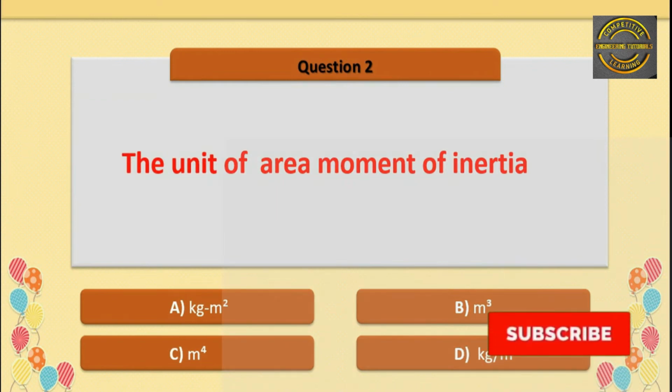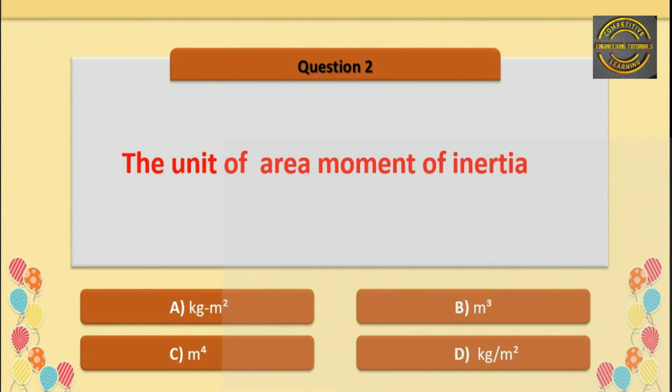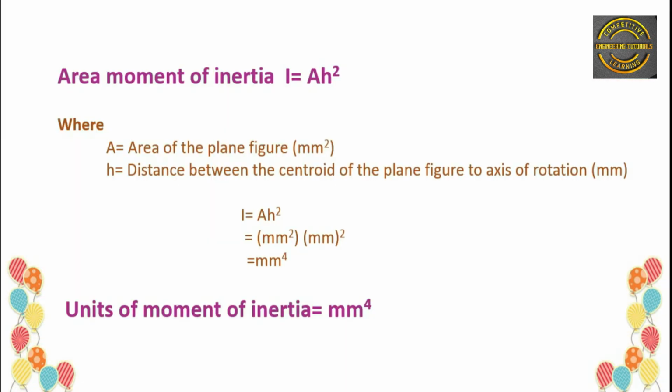Question number 2. The unit of area moment of inertia. Option C is correct, m power 4. Here, this one is the explanation.